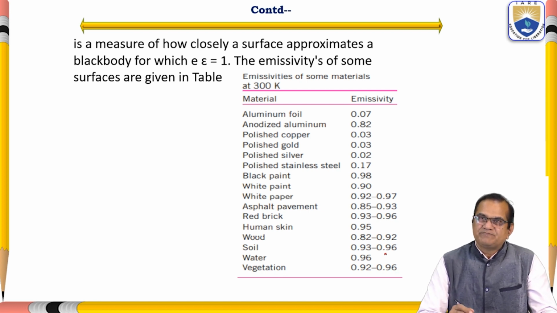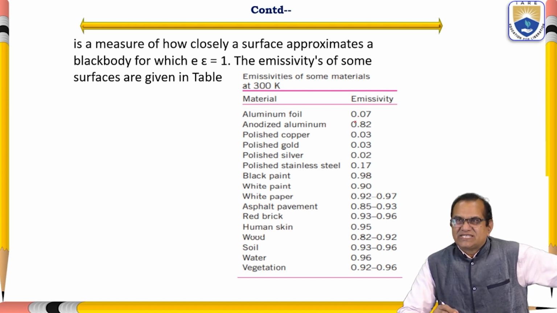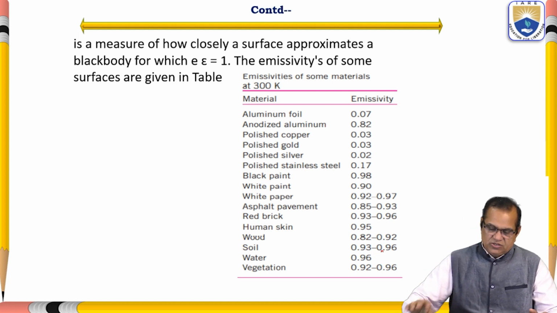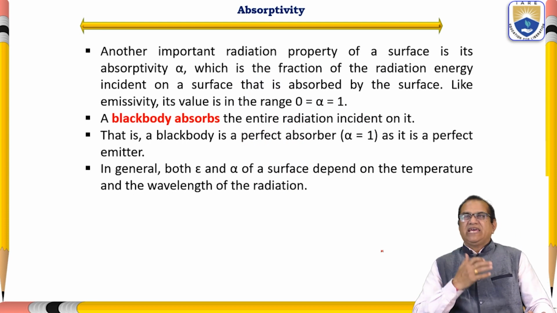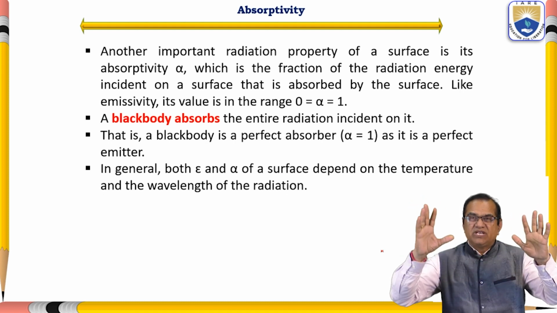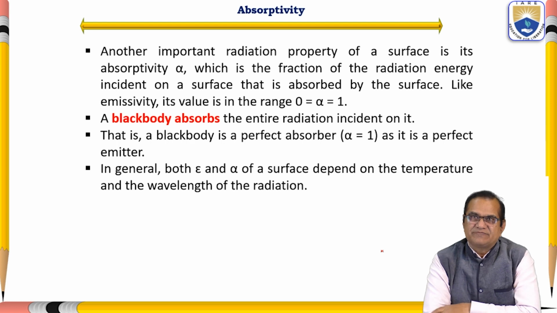So these are the emissivities of some materials at atmospheric temperature. If it is a low value, it means it is less emissive. If it is a high value, like 0.96 for water, it is highly emissive. So this is for your reference. Now next is absorptivity. Emissivity means it is emitting outside, but absorptivity means how much it can collect.